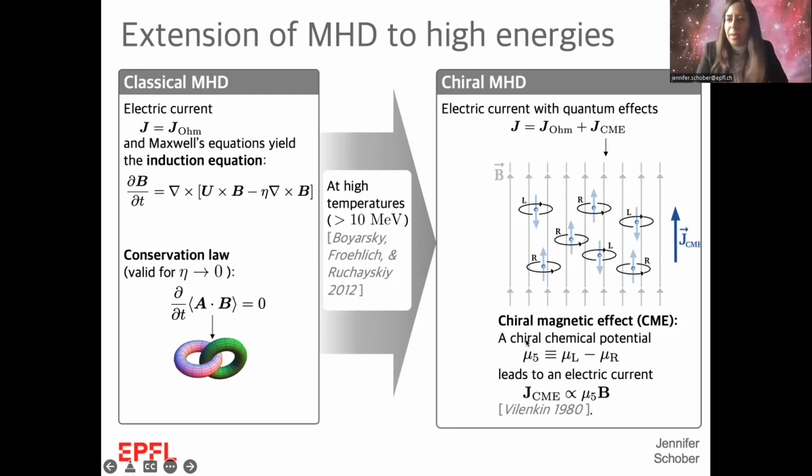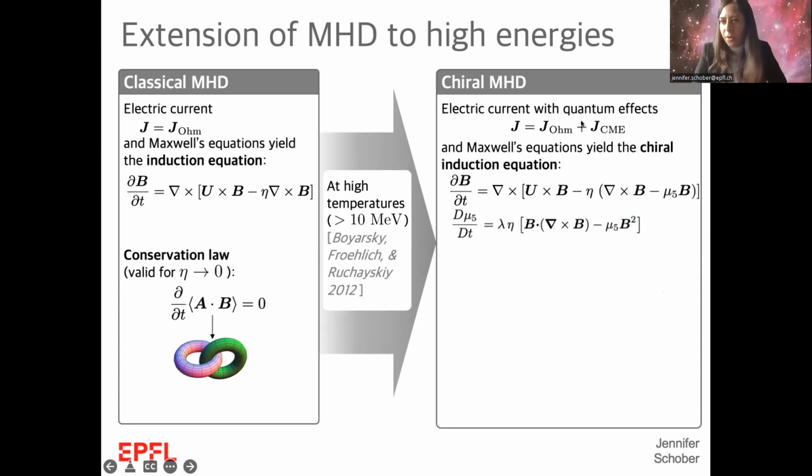This current is related to this asymmetry of number densities, or rather we talk more about chemical potentials, and the chiral chemical potential is just the difference between left and right-handed chemical potentials of fermions. So the net current that we expect from this effect is proportional to mu5 times B.